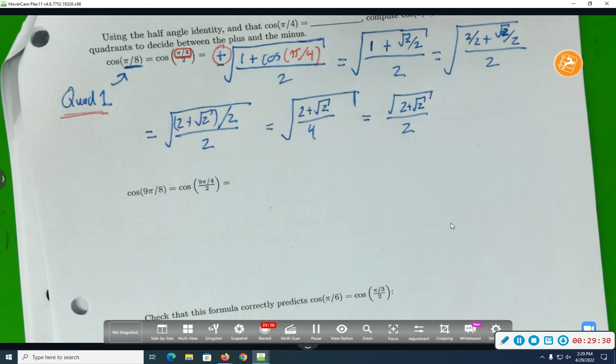Cool. Let's do one more where a different subtlety will appear. Let's try to compute cosine of 9 pi over 8 using the same idea. Is 9 pi over 8 half of an angle that you understand? Yeah, it's 9 pi over 4. You know how to compute trig functions at things divided by 4. Let's see what happens.